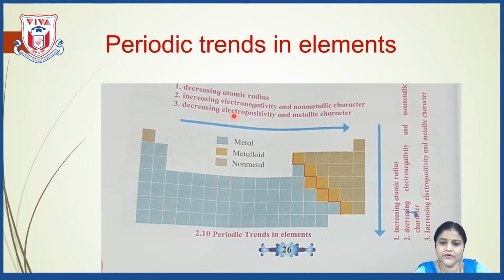Then, second point is about the metallic and non-metallic character. In a period, we can see that the metallic character goes on decreasing and non-metallic character goes on increasing. Then in a group, metallic character goes on increasing and non-metallic character goes on decreasing. Okay, so this is in short the summary of the periodic trends which can be seen in a period and in a group.